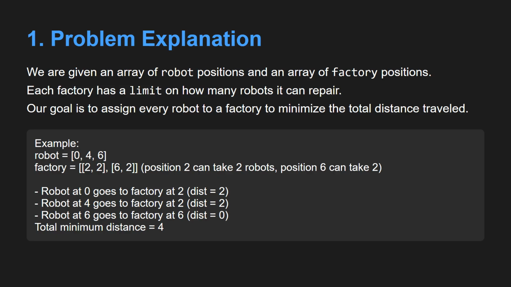is minimized. In the example, we have robots at 0, 4, and 6, and factories at 2 and 6, each with a capacity of 2. We can send the first two robots to the factory at 2, and the third robot to the factory at 6, for a minimum total distance of 4.